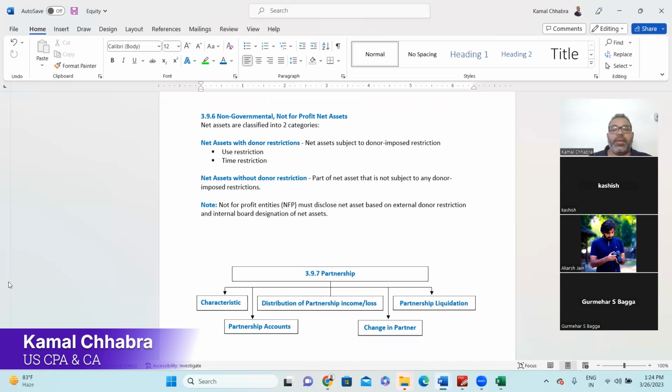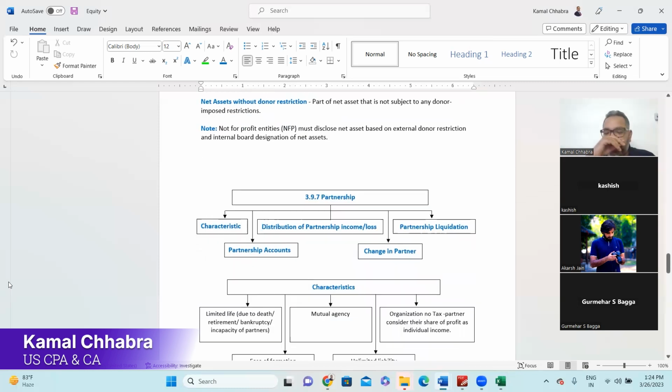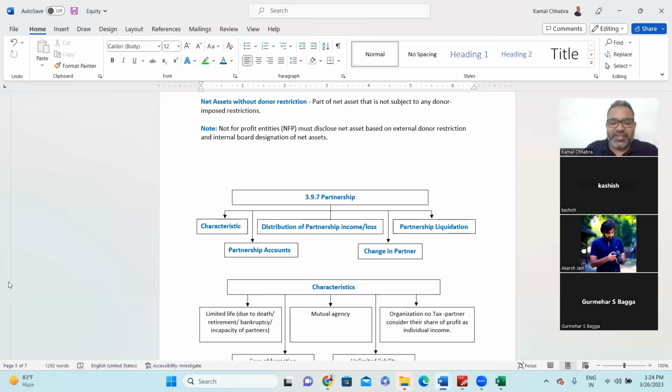Right? Last topic of the day, partnership. What is the partnership? What is the definition of partnership? So when two or more people come together with a defined contract on profit sharing, loss sharing, and equity sharing, perform a specified business for the purpose of earning profit is called partnership.